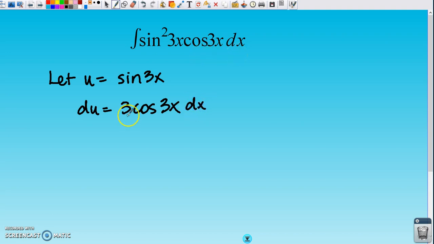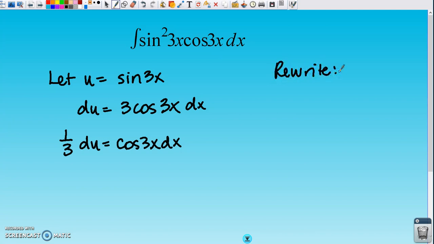But again, I have this extra 3, so I'm just going to move it to the du as a 1/3. 1/3 du equals cosine 3x dx. Okay, so let's see. Do I have everything accounted for? Am I ready to rewrite? Let's see. u squared would be sine squared 3x. du is going to take care of cosine 3x dx. Well, I guess if I have 1/3 du, it will take care of that.